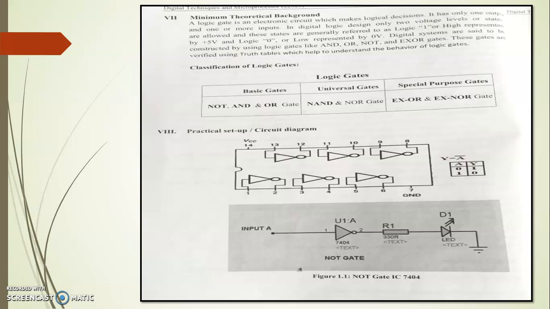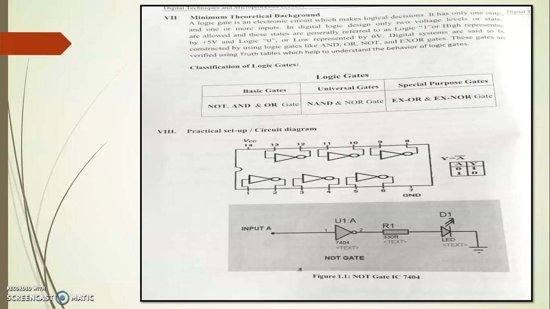So you can see these are the circuit diagram and practical setup. This is the NOT gate IC. You can see here there is the input A. You have to attach one transistor, some resistor, and then it is your diode. You can see that D1 is your diode. This is the circuit diagram for the NOT gate IC 7404.